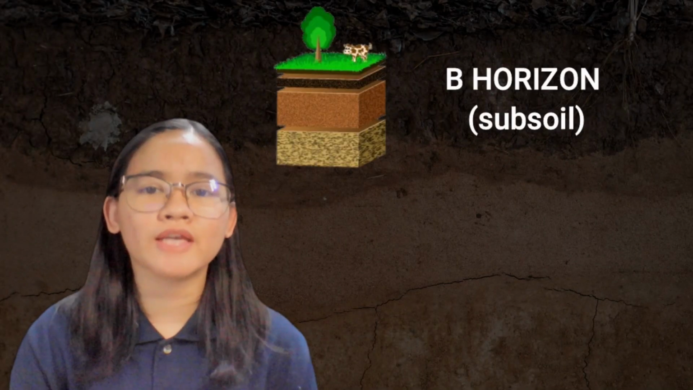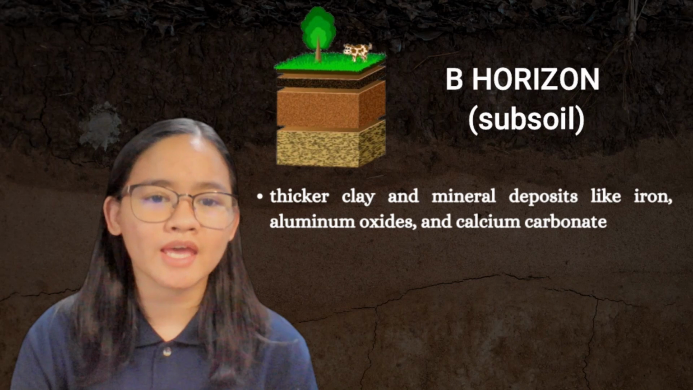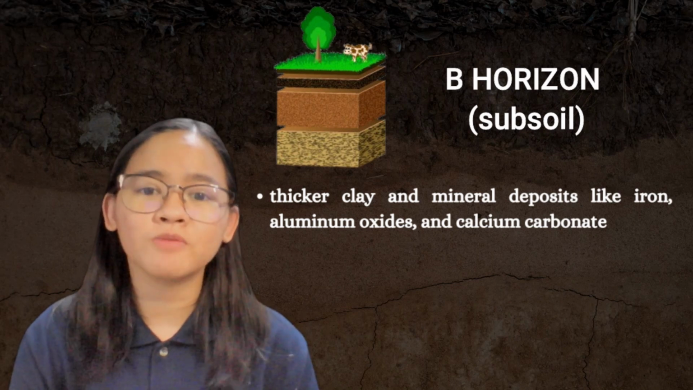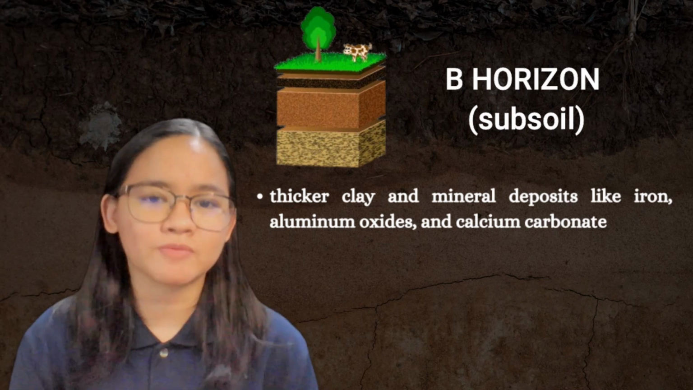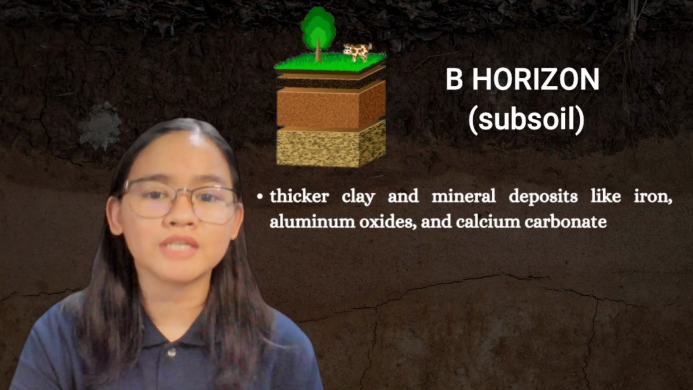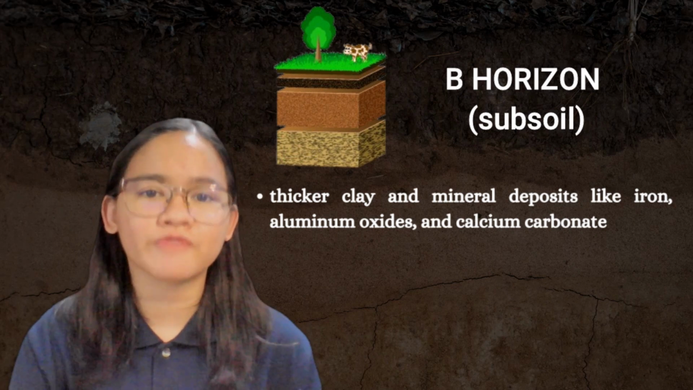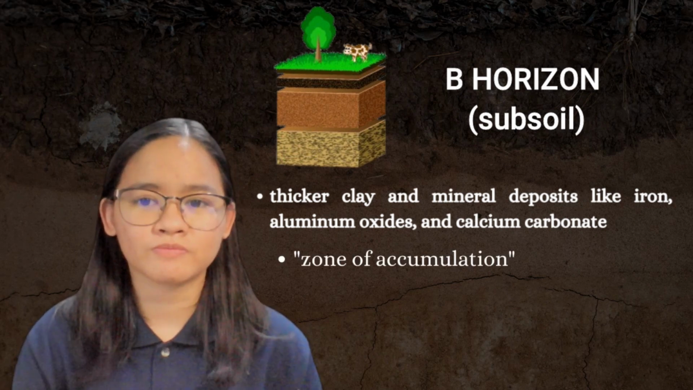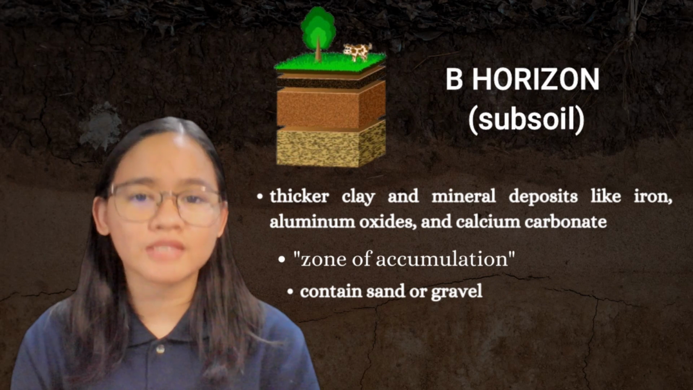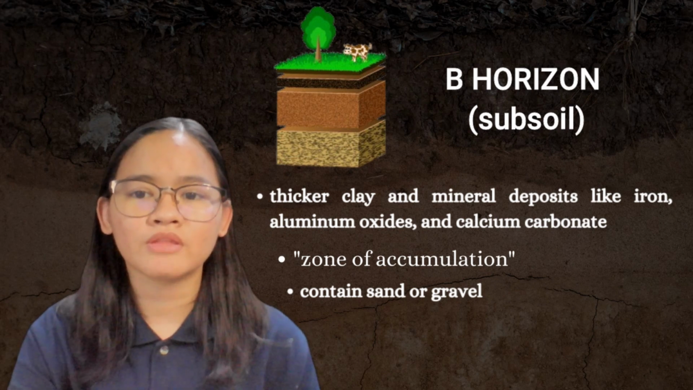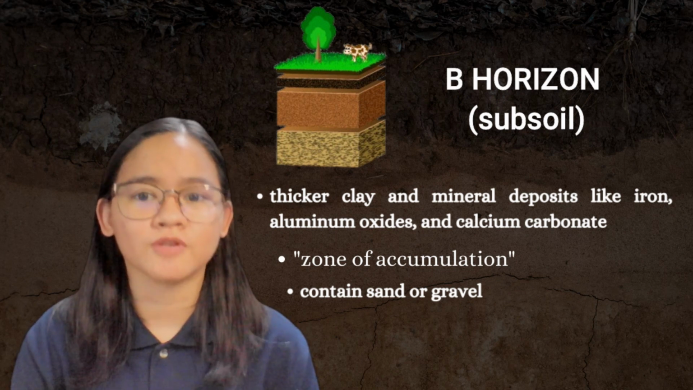Below is the B horizon or the subsoil. The B horizon or subsoil is composed of thicker clay and mineral deposits like iron, aluminum oxides, and calcium carbonate, and is less fruitful than the topsoil. Since it is where elements leached from the topsoil tend to concentrate over time, this layer is commonly referred to as the zone of accumulation. It may also contain sand or gravel, and it frequently has a lower organic content than the layers above it. It is hard and compact, so only the roots of big and strong plants can reach this horizon.